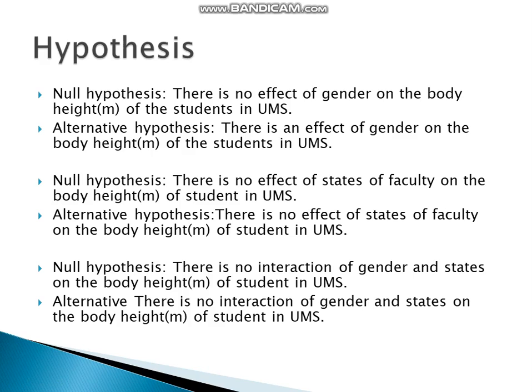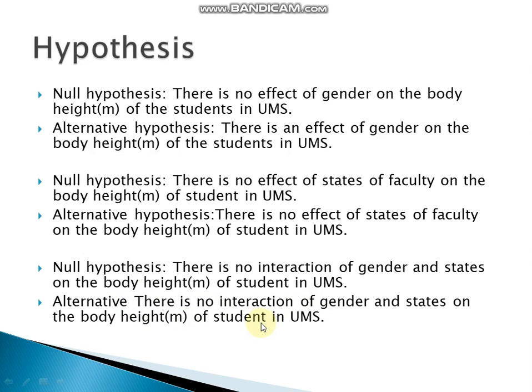For the hypotheses, the null hypothesis is that there is no effect of gender on the body height of students in UMS. The alternative hypothesis is that there is an effect of gender on the body height of students in UMS. The null hypothesis is that there is no effect of state on the body height of students in UMS. The alternative hypothesis is that there is an effect of state on the body height of students in UMS. The next null hypothesis is that there is no interaction of gender and state on the body height of students in UMS. The alternative hypothesis is that there is an interaction of gender and state on the body height of students in UMS.